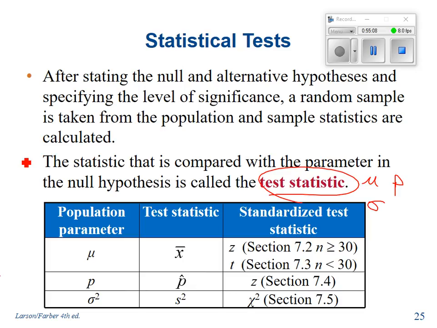Oh, that was right there. I didn't realize it was on there. So your population parameters are mu, p, and they use variance here instead. Mu, p, and variance. I think we use standard deviation more than we use variance. The test statistics would be x bar, p hat, and S squared. Just remember, these are the symbols for a population, and these are the symbols for a sample.